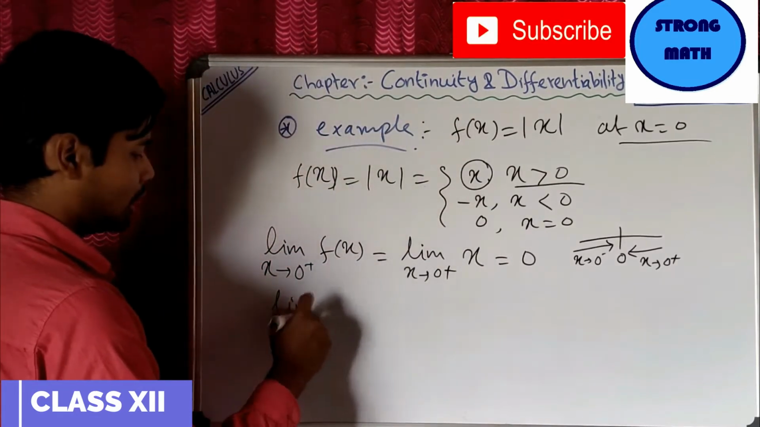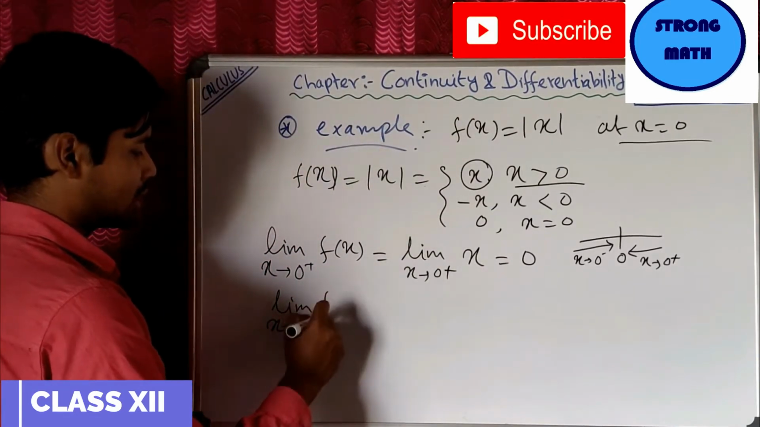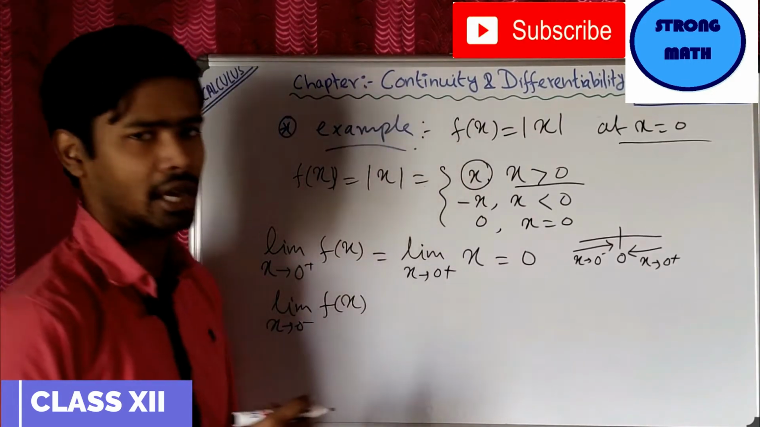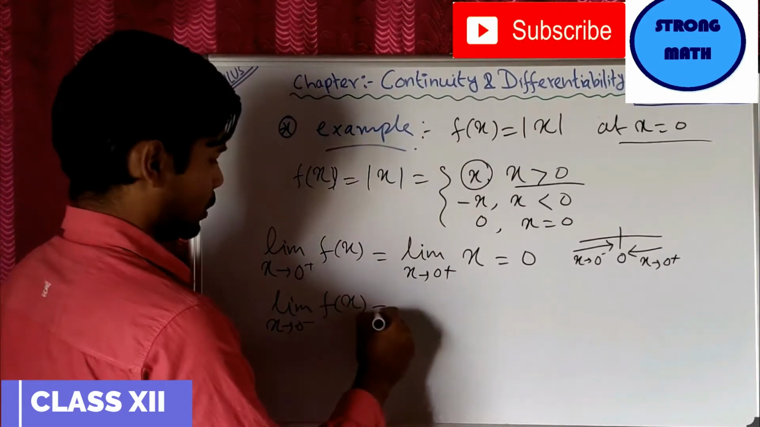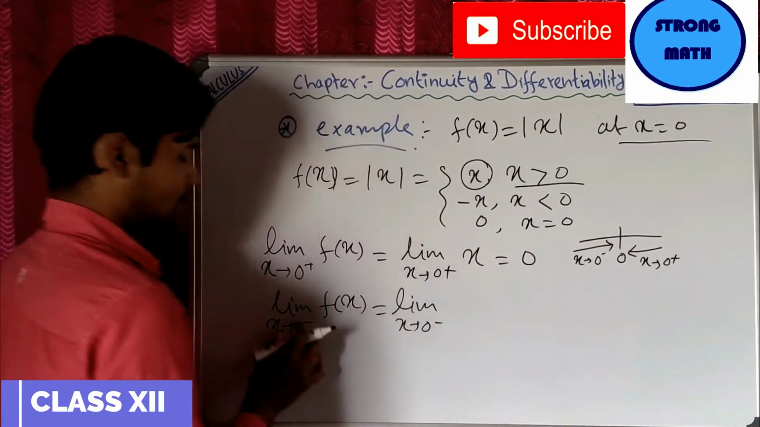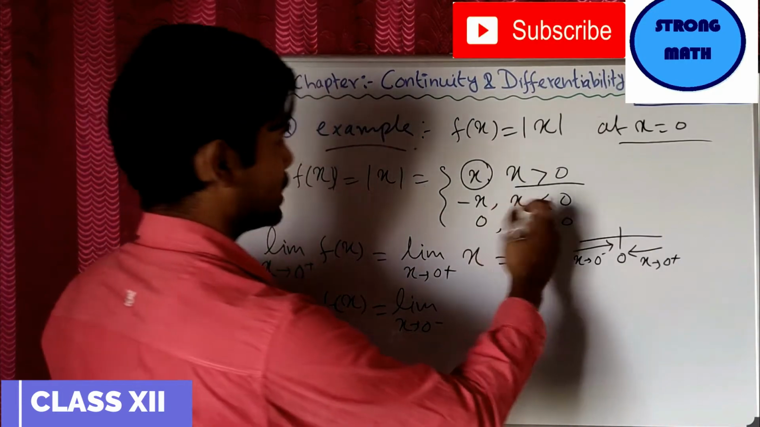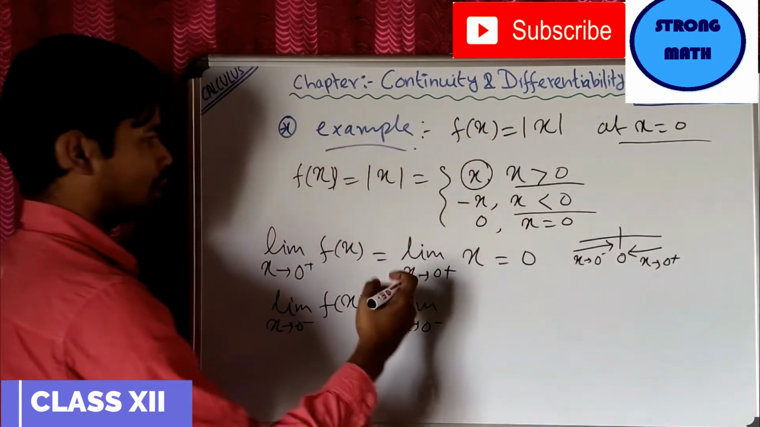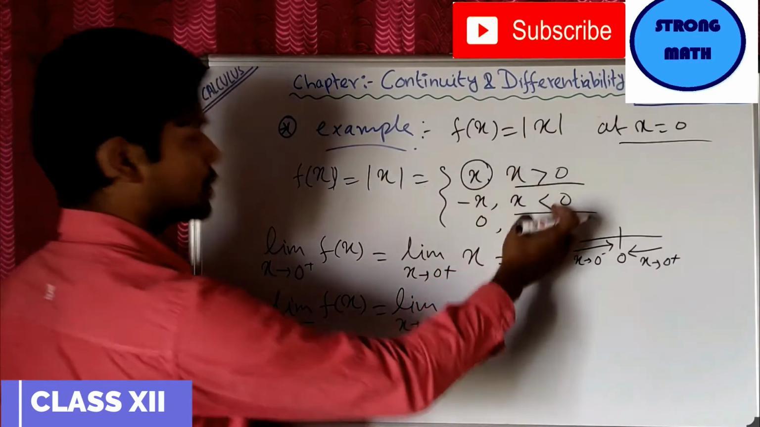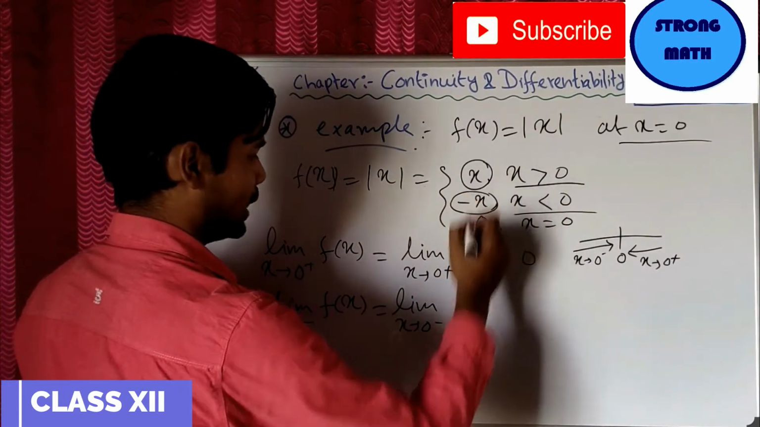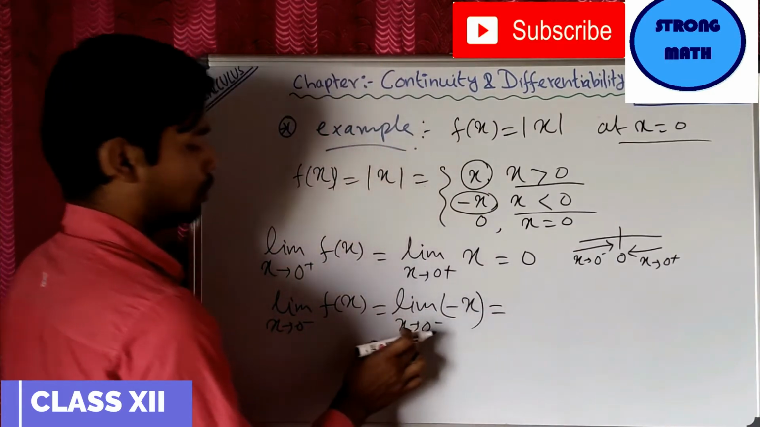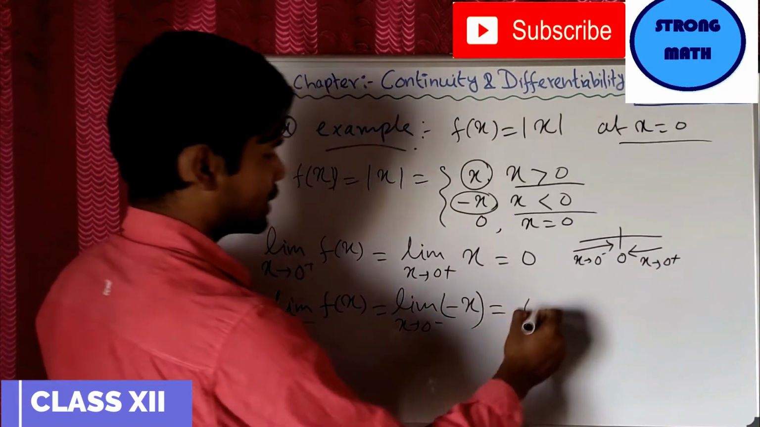Now limit x tends to 0 minus f(x), that is the left hand limit of the function f at the point 0. This equals limit x tends to 0 minus, what is the value of f(x) when x is negative? When x is less than 0, that is the left hand side of 0, the value of the function is minus x. So this is minus x. Again, putting the value of x here, we get 0 also.